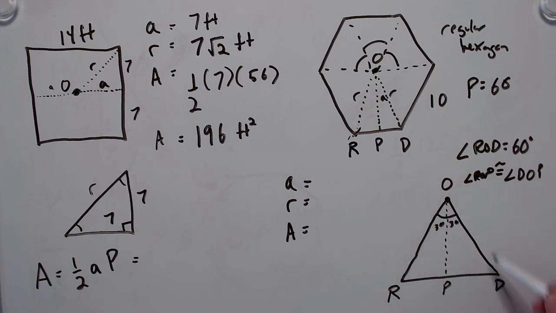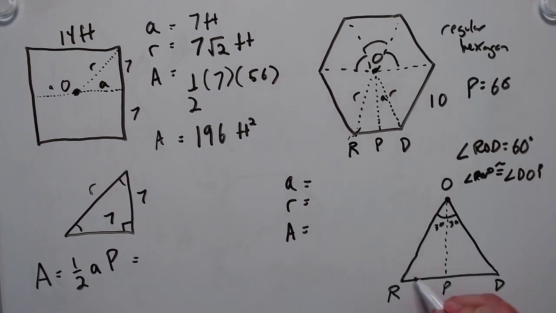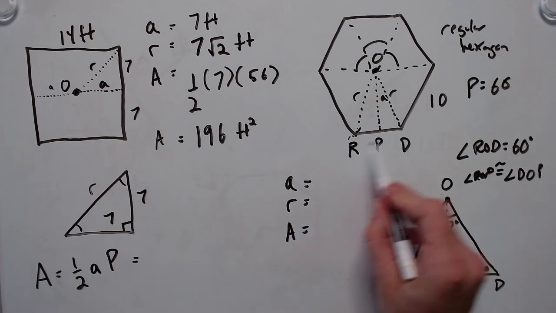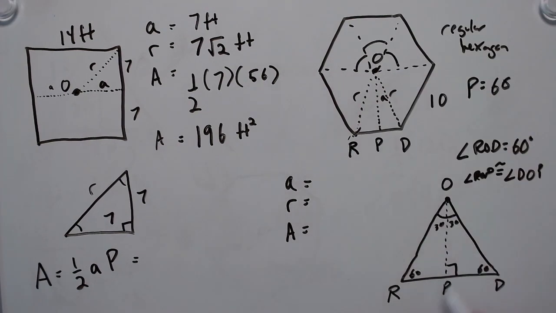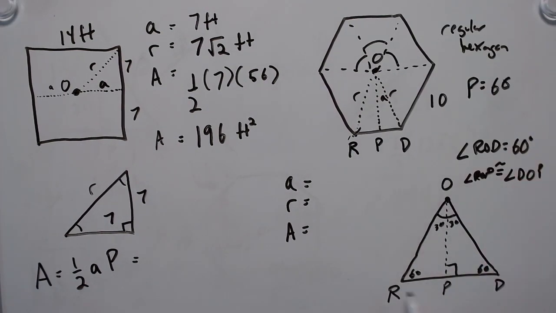Now again, this triangle is equal all the way around. So this has to equal 60 and this has to equal 60. You can see what's happening here. We have a 30, 60, 90 triangle. And we know that one side of that triangle is 10 because this is the bottom half of this hexagon, because all these sides are 10. And again, this apothem will split this side in half. So RP is 5 and PD is 5.